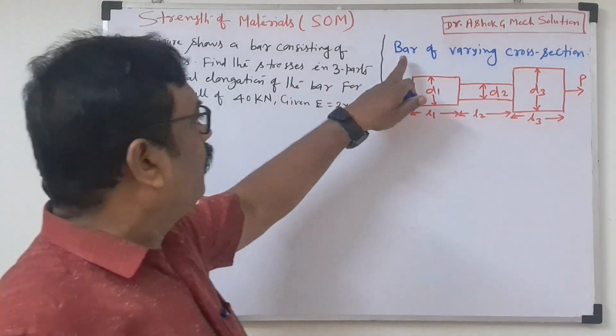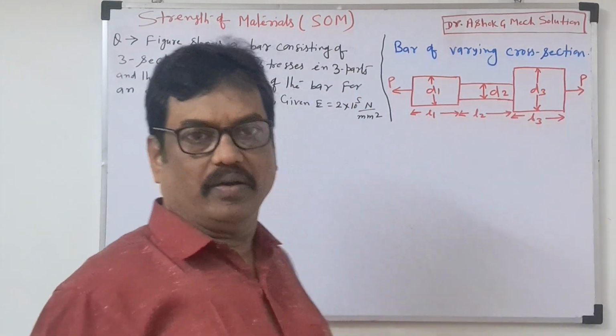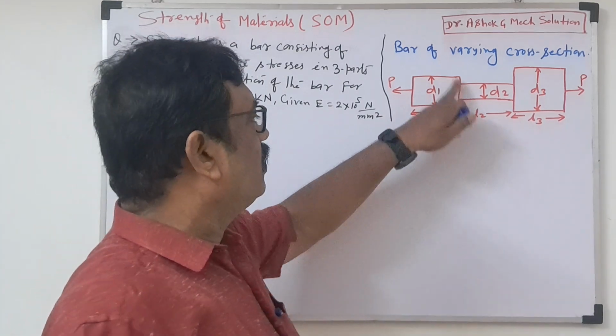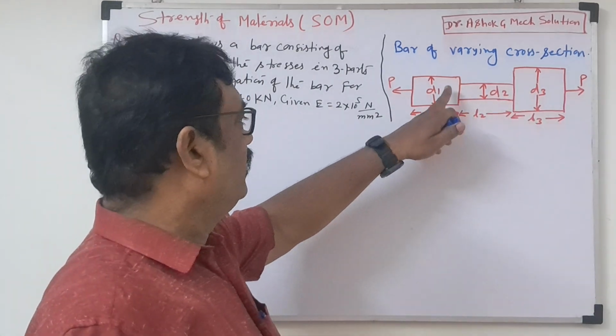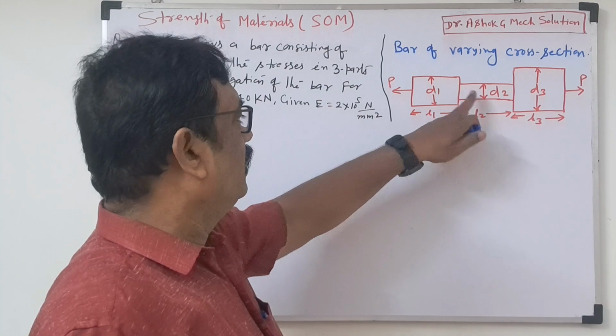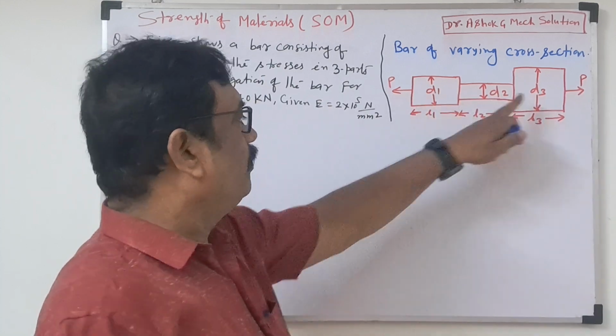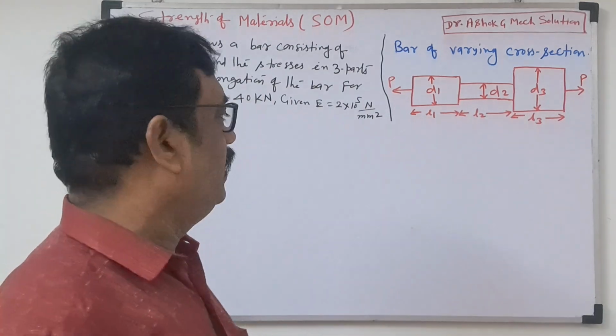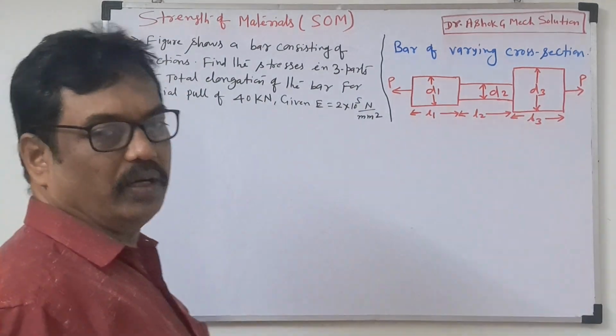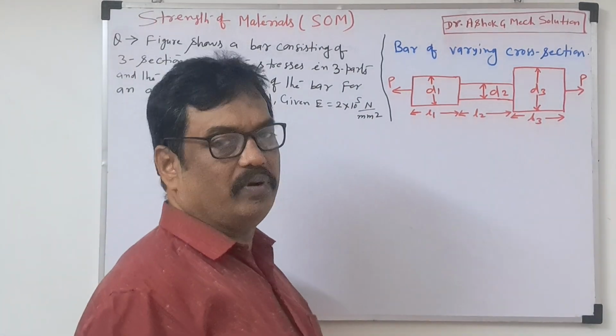A bar of varying cross section. They will give a bar with various cross sections. Like they have given the first bar with diameter D1, D2, D3 and lengths L1, L2, L3, and on both sides an axial pull force P. P in kilonewton or newton, whatever they give, that only we have to consider.